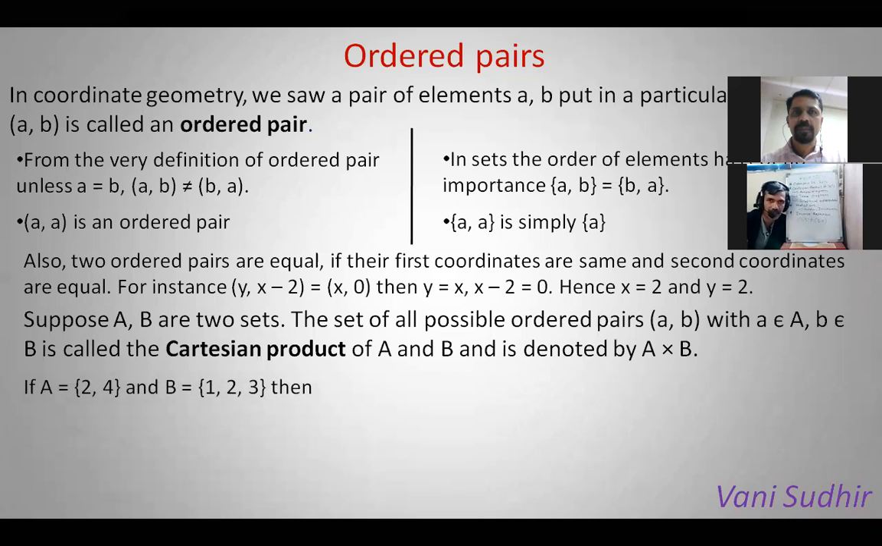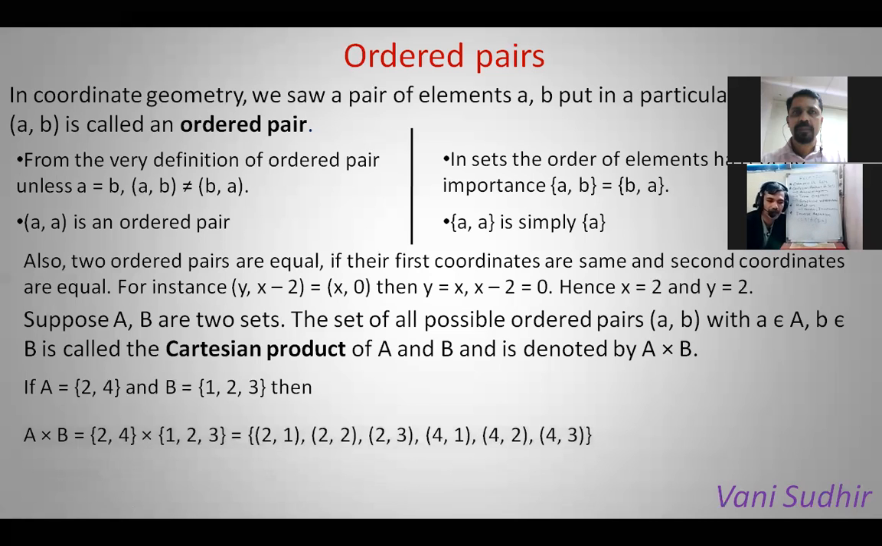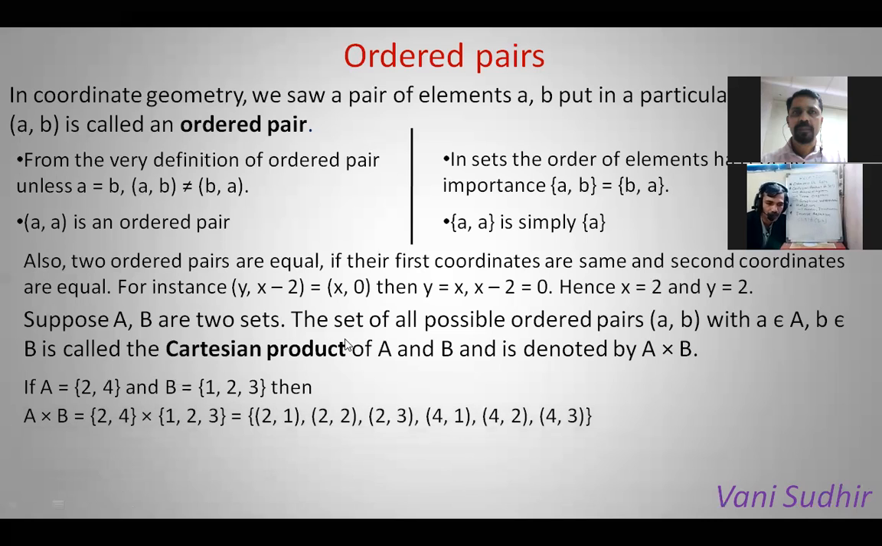I have taken two sets, A with 2, 4 and B with elements 1, 2, 3. A cross B I can write like this: 2, 4 cross 1, 2, 3. First you pair 2: 2 comma 1, 2 comma 2, 2 comma 3. Next I have to pair with 4: 4 comma 1, one ordered pair, 4 comma 2, another ordered pair, 4 comma 3, another ordered pair. I have to write all possible ordered pairs. That is the Cartesian product.